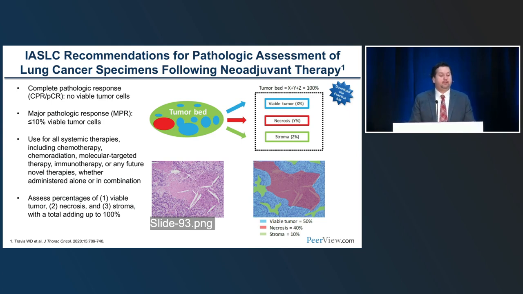And then there is the pathologic complete response, which is 0 viable tumor cells, and major pathologic response, which is less than 10% viable tumor cells. And so far, as I mentioned, it's recommended for use with any treatment: chemotherapy, targeted therapy, immunotherapy, or combinations. But it may actually be learned down the road that we should incorporate other factors, for example, for immunotherapy, where inflammatory components may actually be relevant.